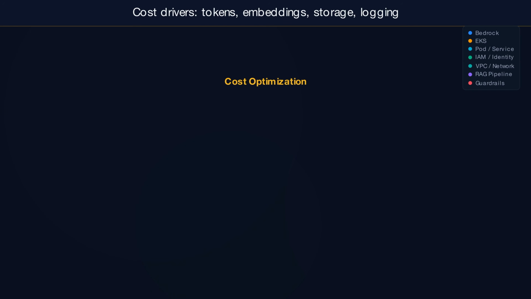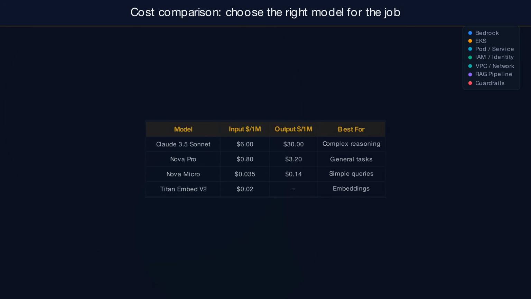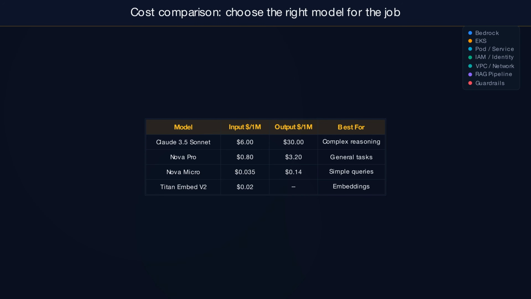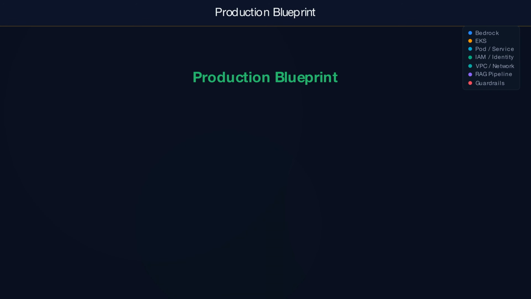Now cost. The biggest drivers are inference tokens and embedding volume. For optimization, first, choose the smallest model that meets your quality bar. Claude 3.5 Sonnet costs $6 per million input tokens, while Amazon Nova Micro is roughly 23 times cheaper. Use prompt caching. It cuts costs by up to 90% for repeated prefixes. Use batch inference for offline jobs, 50% cheaper than on-demand. Trim retrieval context aggressively. Send only the chunks that matter.